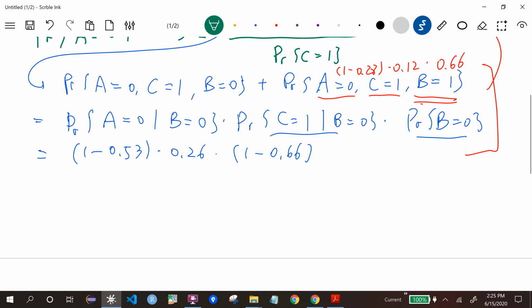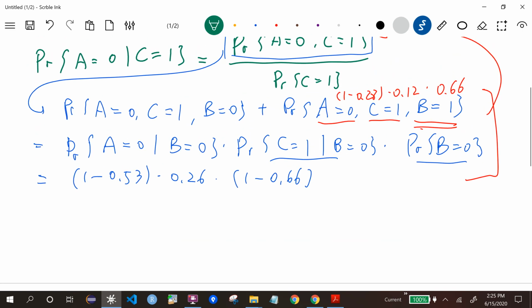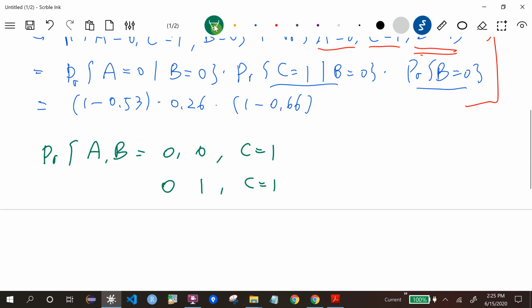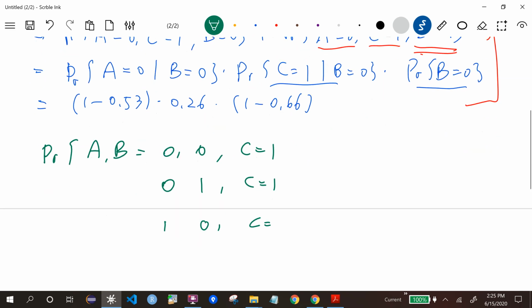Now let's move on to the denominator. It seems harder, but it's just 4 terms, so it's not exponentially harder. Let's write down all of them. We don't know A and B, so A and B can be 0, 0, and C is 1. A and B can be 0, 1, C is also 1. A and B can be 1, 0, C is 1, and 1, 1, C is 1. And then we just add them up, and we're done.